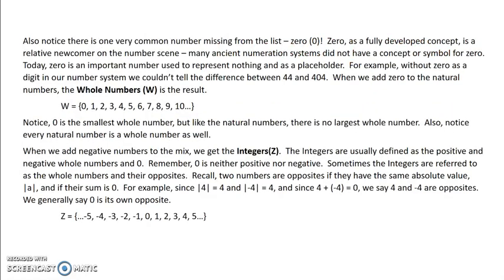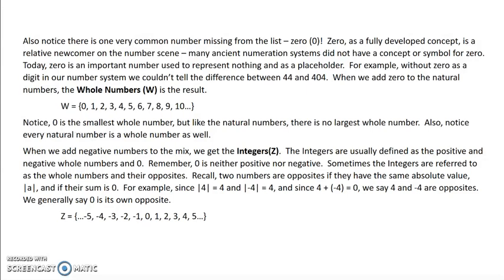Alright, you'll notice that there's one very common number that's missing from the list. That's 0. 0 is not a natural number. Zero as a fully developed concept really is a relative newcomer on the number scene. Many ancient civilizations had numeration systems that didn't even have a clear concept or symbol for zero. Today, zero is an important number used to represent nothing.